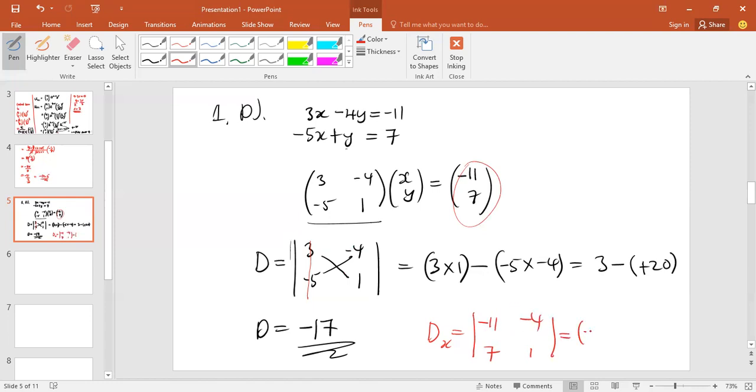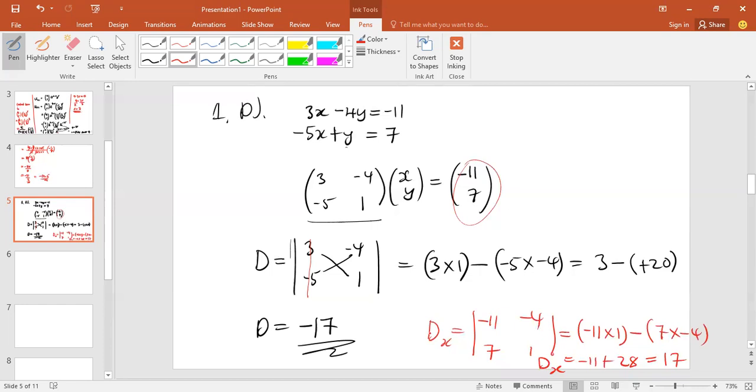Same procedure, negative 11 times 1 minus 7 times negative 4. Then this will give us negative 11. This will give us 28. Negative, of course, negative, negative, it will be positive 28. Okay, so this will give us positive 17. So determinant for dx is positive 17.